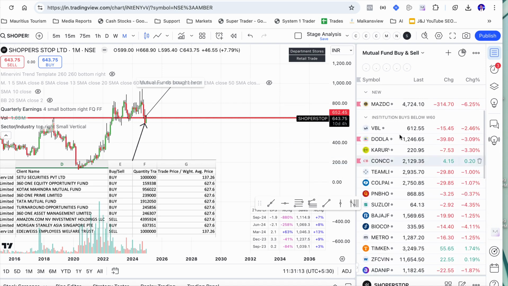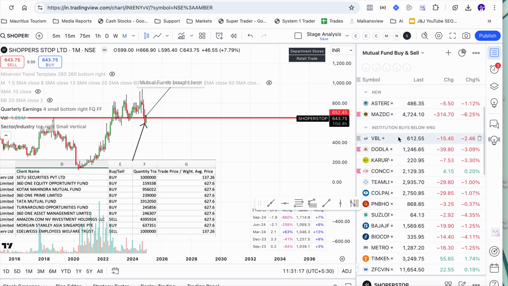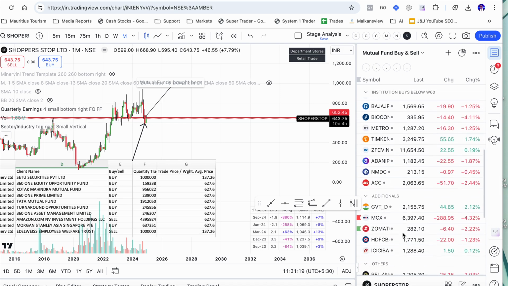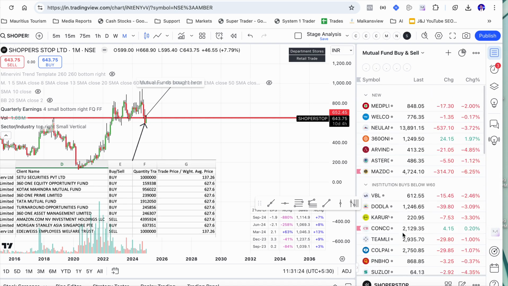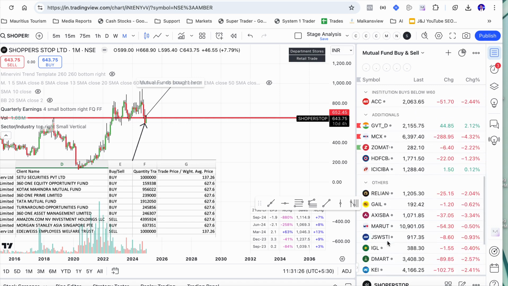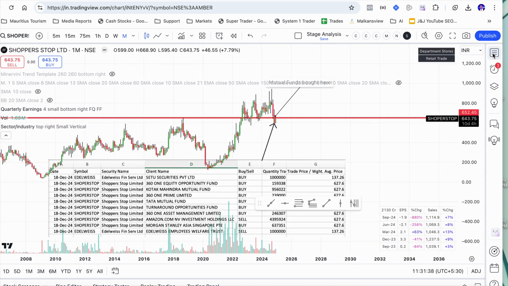The rest of these are also being bought by mutual funds, but they do not fit my setup, so I'm not going for them. All of these are buys, so they are all bought, but if it does not fit into my setup, I'm not going for it. So the focus is, how do I narrow down, right? How do I clear the noise? So this is one more way that I'm using currently.